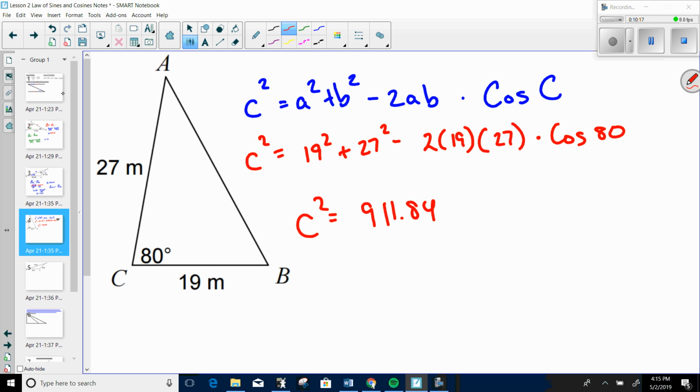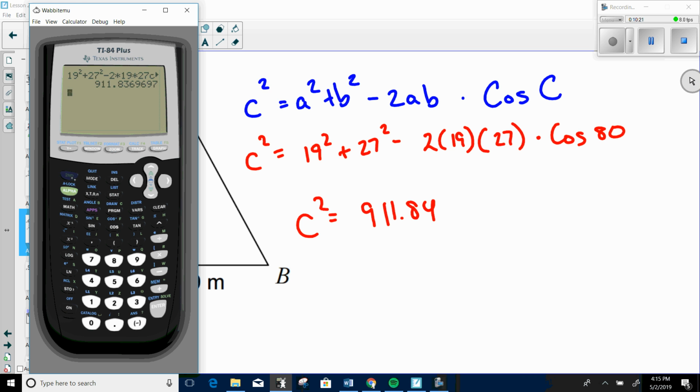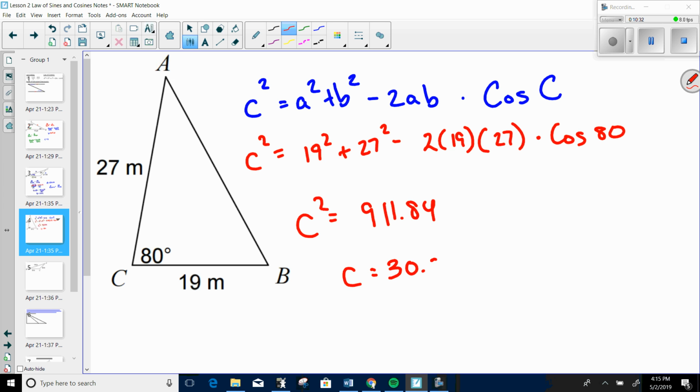I don't want C squared, I want C. So what I do with the calculator is I square root that number. I square root, second negative sign, which is the entire answer, and I get 30.196 or 30.2. So C equals 30.2. Once I do law of cosines, I don't have to do it again. I can do law of sines now. So this right here is 30.2.